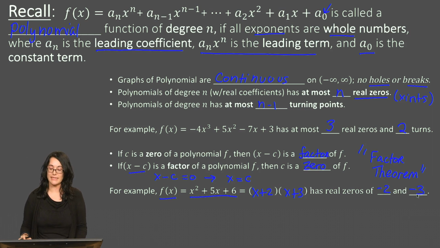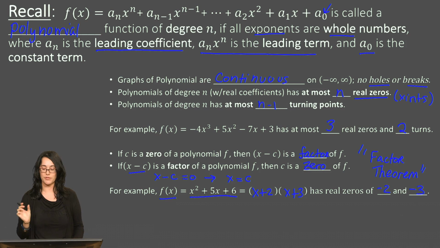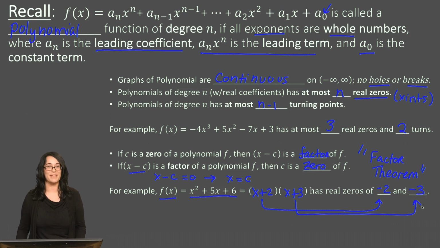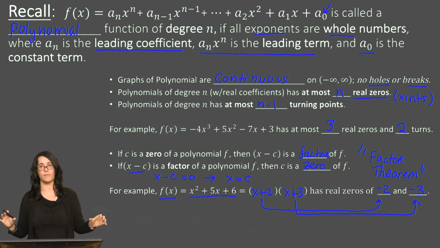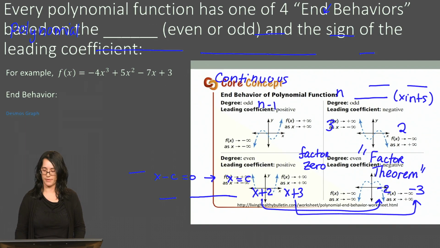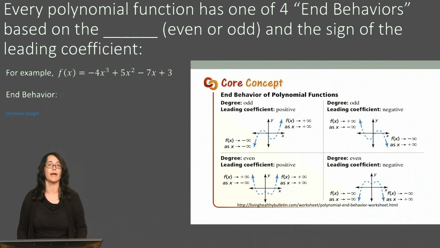And so now we can see that the factor theorem does apply here. When I have a factor, x plus 2, I end up with a real 0 of negative 2. And when I have a factor of x plus 3, I end up with a 0 of negative 3. This will be an important skill for us as we go forward. As we are given more complicated polynomial functions, we will want to be on the hunt for those zeros or those x-intercepts. All right, let's head over to our next slide together.